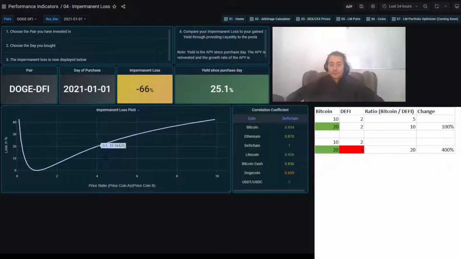Good, so either you can look up how your impermanent loss in a certain time period was with the help of these parameters up here, or you can have a look, maybe you want to do some investment in the future for liquidity mining, and then it would make sense to choose a liquidity pair that has a comparable high correlation coefficient in order to counteract the impermanent loss.